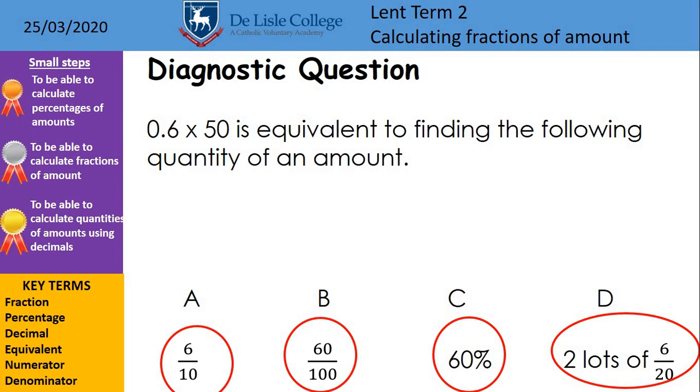But did any of you spot the last one? So 2 lots of 6/20 will be 12/20, which simplifies to 6/10, the same as all the others.